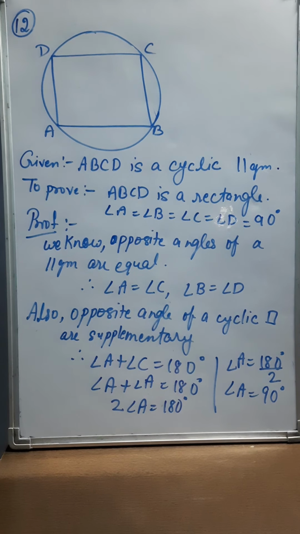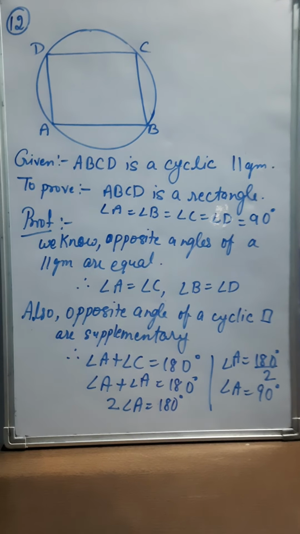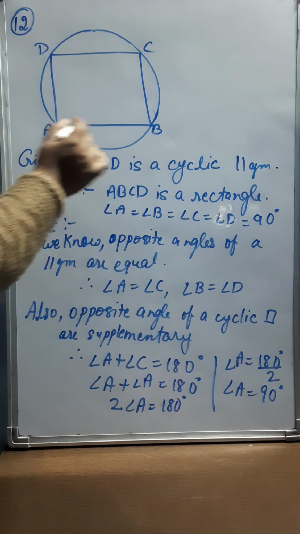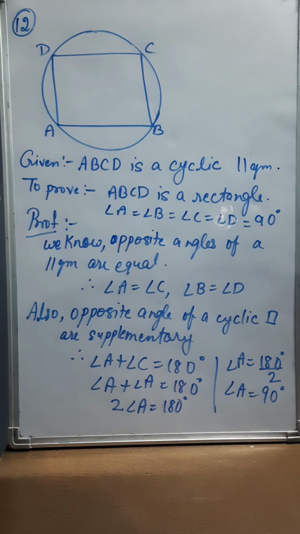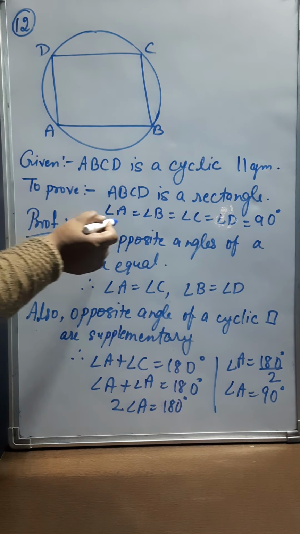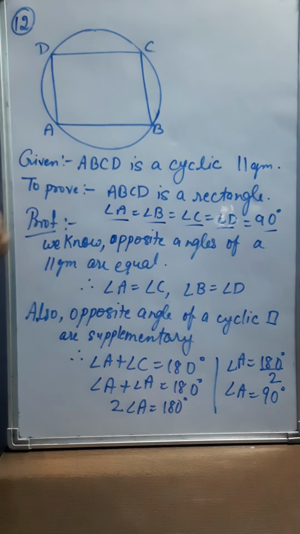In question number 12 we have to prove that a cyclic parallelogram is a rectangle. So here you can see ABCD is a cyclic parallelogram given. We have to prove that ABCD is a rectangle. To prove a parallelogram is a rectangle, we have to prove that each angle is 90 degrees. This means we have to prove angle A is equal to angle B is equal to angle C is equal to angle D is 90 degrees.